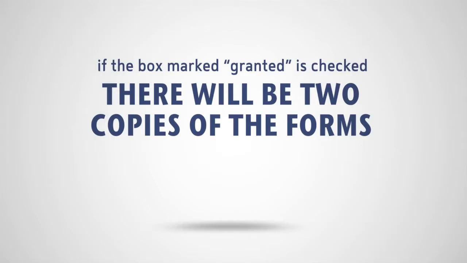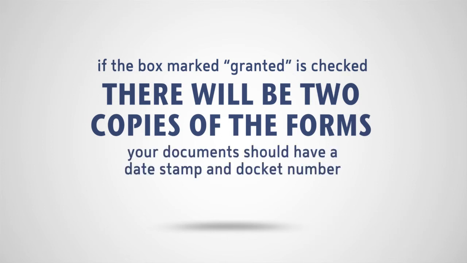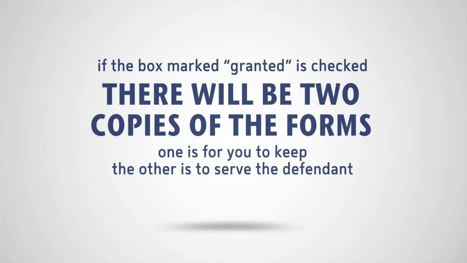When you receive it, look at the motion and affidavit to proceed in forma pauperis. If the box at the bottom marked granted is checked, there will be 2 copies of the forms. Your document should have a date, stamp, and a docket number on them. You keep 1 set of copies for your records, and now you can serve the papers on the defendant.